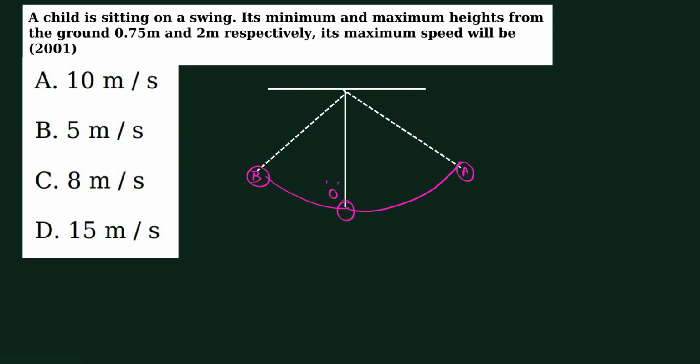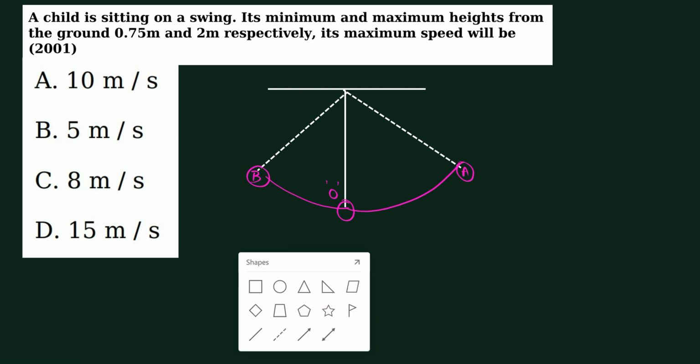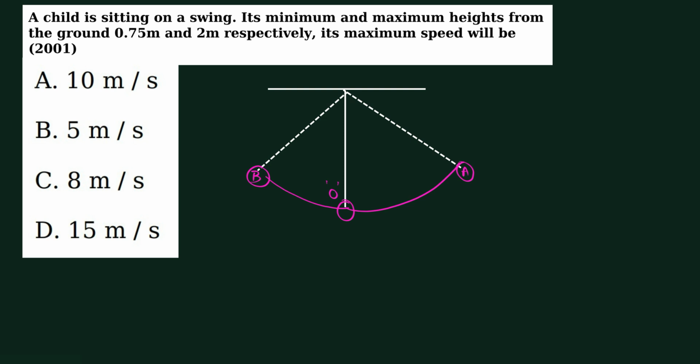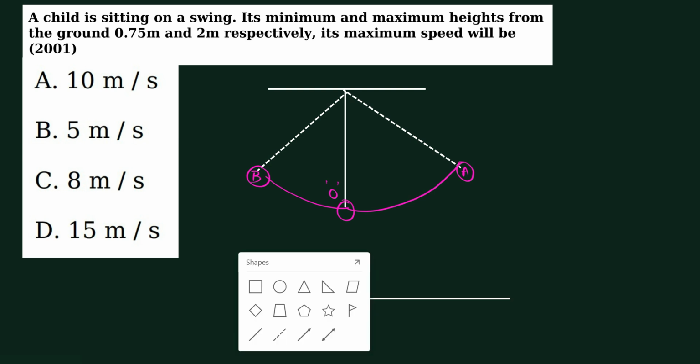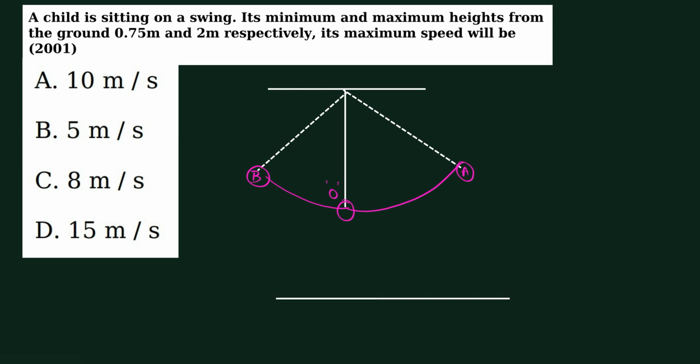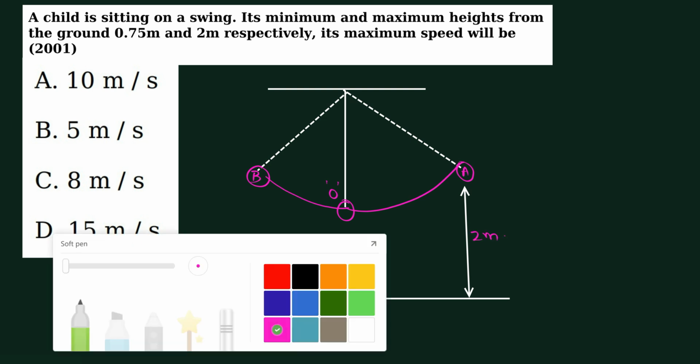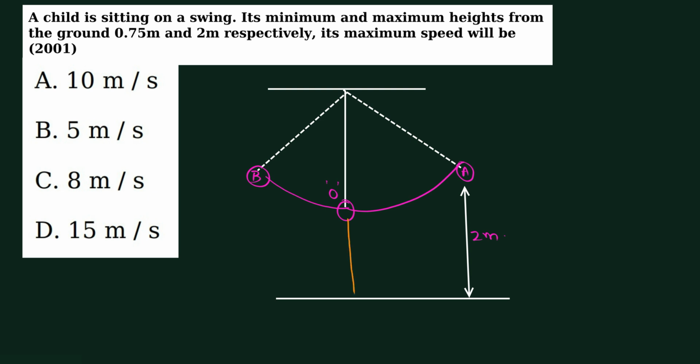What is the height from the ground? Already they have given. What is the maximum height from the ground? 2 meter. This height from the ground, how much is it? 2 meter. So what is the minimum height from the ground? 0.75 meter. Already you know that where will you get more potential energy?